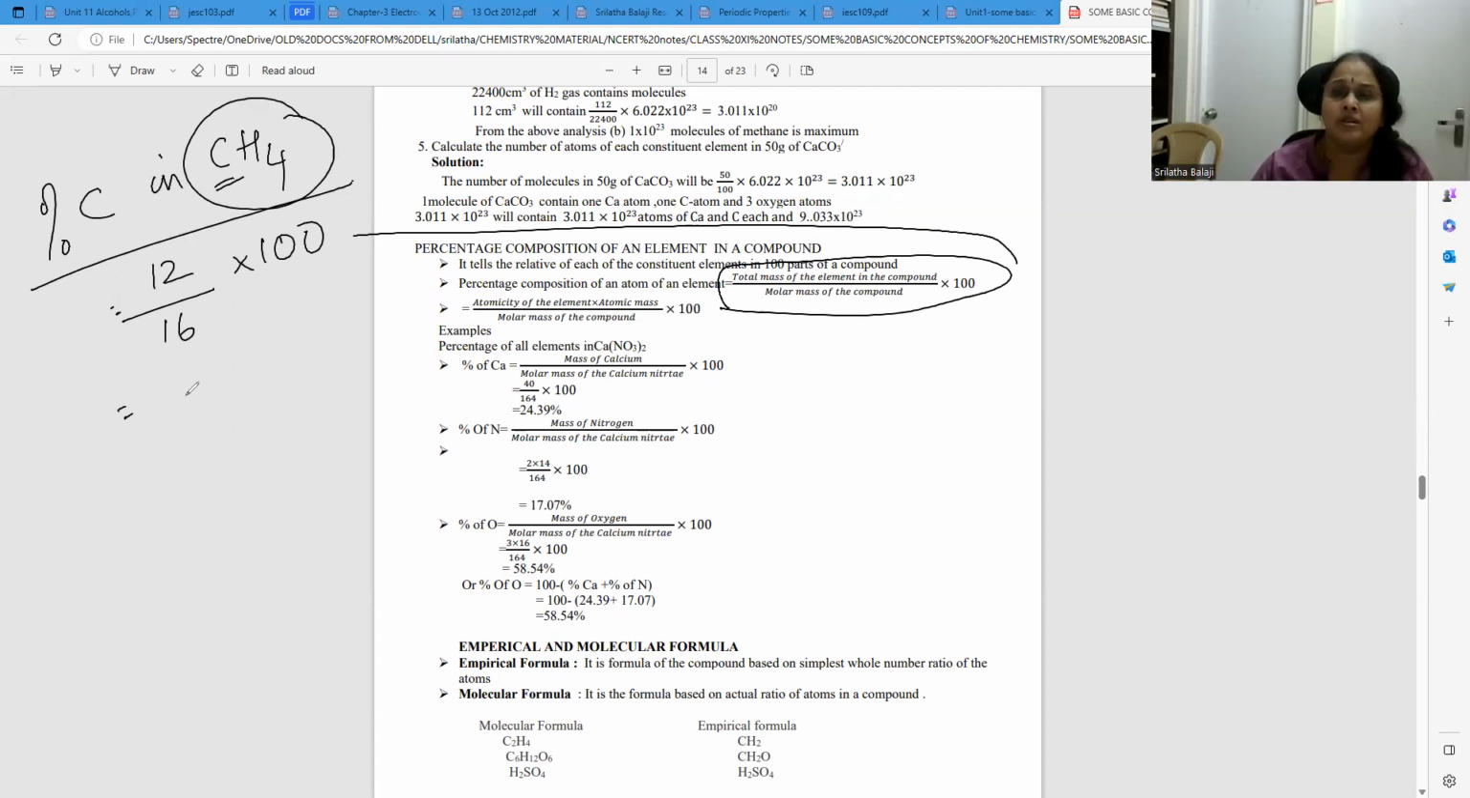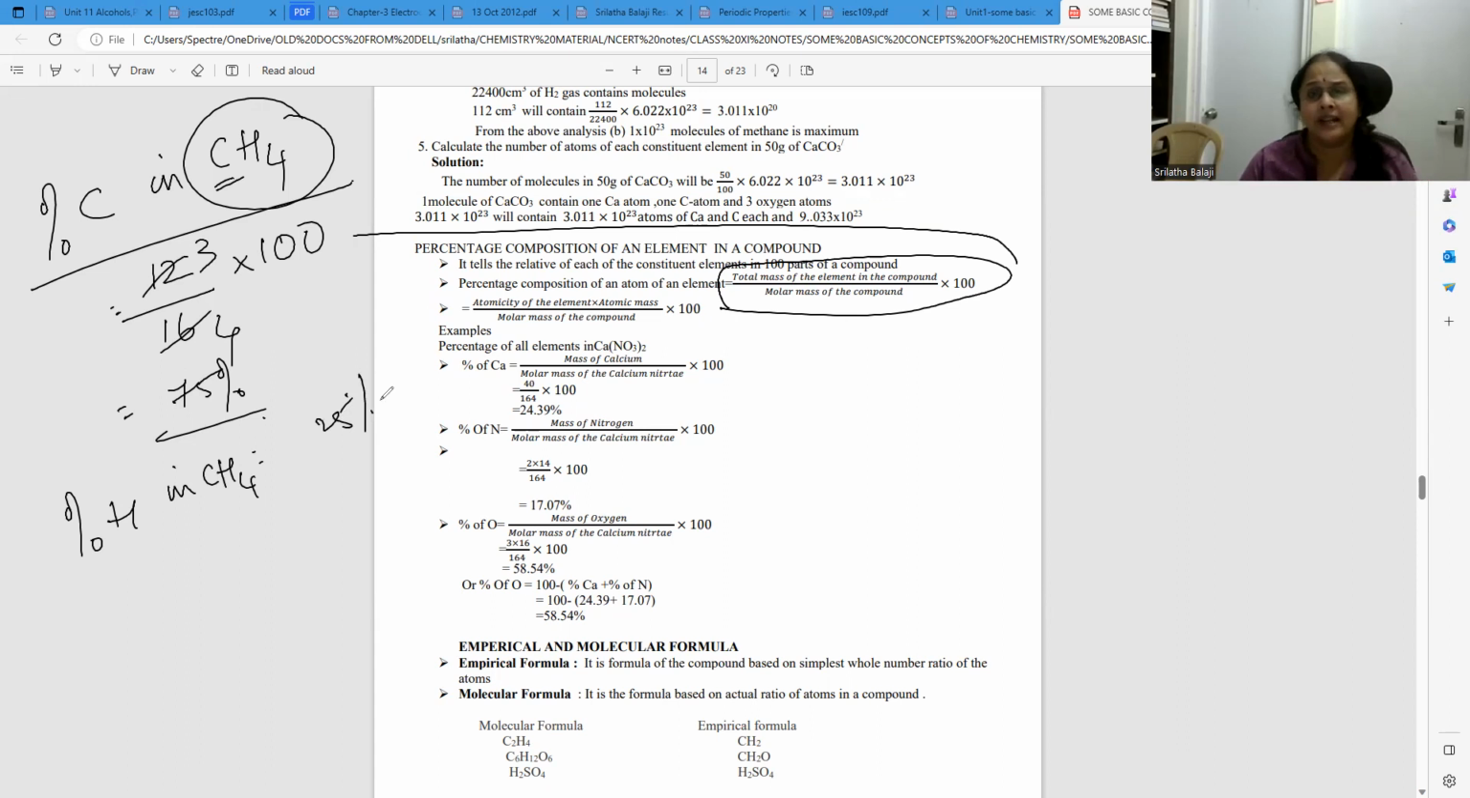How much percentage of carbon? Carbon will be 3/4. What is 3/4? 75%. So what will be the percentage of hydrogen in methane? 100 minus this, 25%. Is that clear? So this is how you calculate the percentage composition of elements.